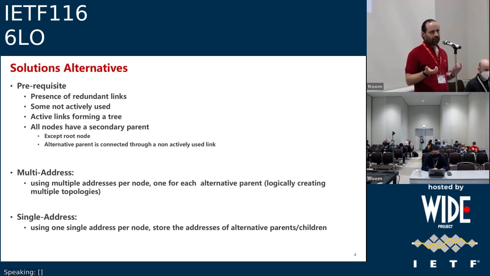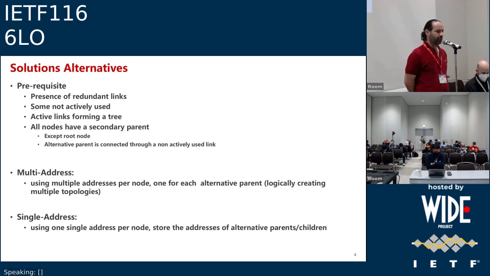Some may not be actively used, so it depends on the solution. You can have active or active-passive. It remains the fact that when we use the active links, our topology is a tree. And all the nodes need to have a secondary parent, to have an alternative path. This is except the root node, because at that point, we are outside the PASA domain. These are all the things that apply in order to guarantee reliability.